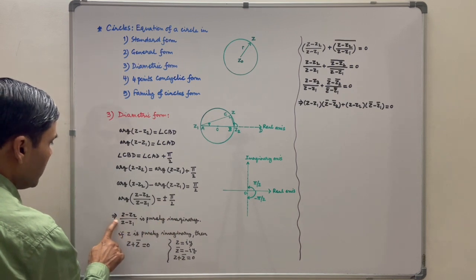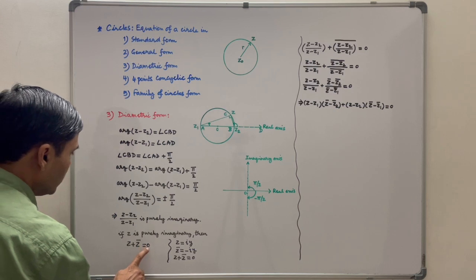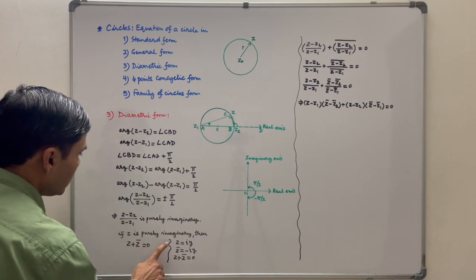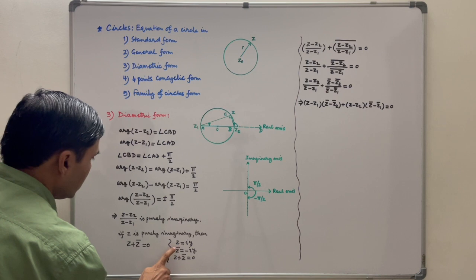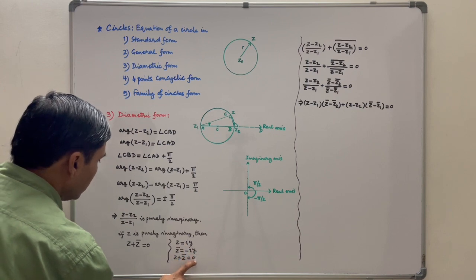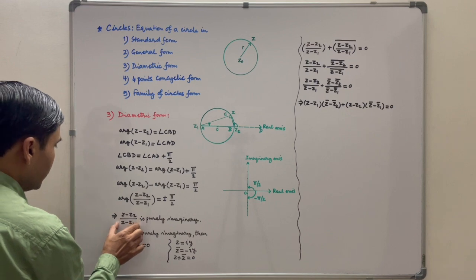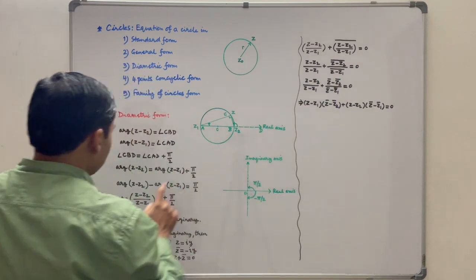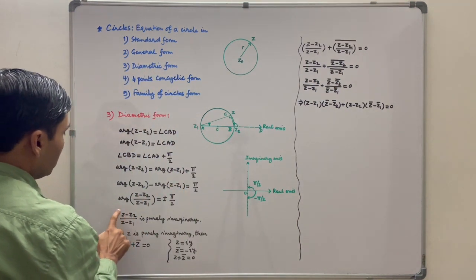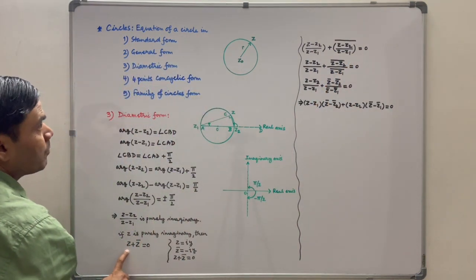Suppose a complex number is purely imaginary, so Z plus Z bar is equal to 0. Let us see how. Suppose Z is equal to iy, so Z bar is equal to minus iy. So Z plus Z bar is equal to iy minus iy, that is equal to 0. So we can write that (Z minus Z2) upon (Z minus Z1) plus ((Z minus Z2) upon (Z minus Z1)) whole bar is equal to 0, as per this.